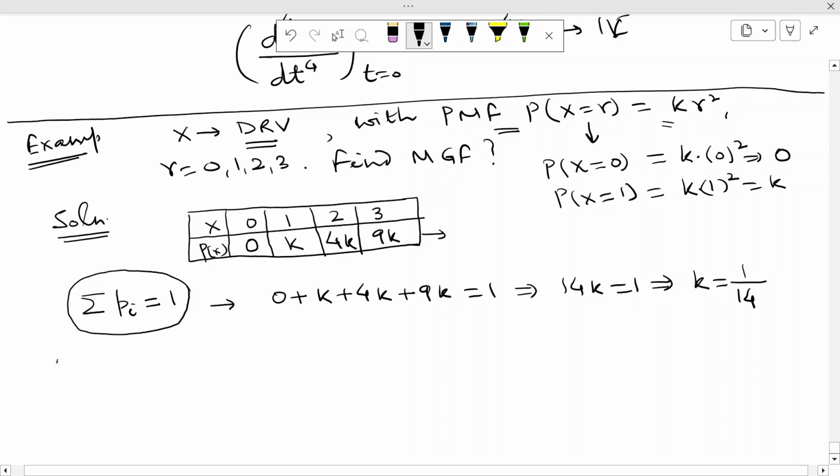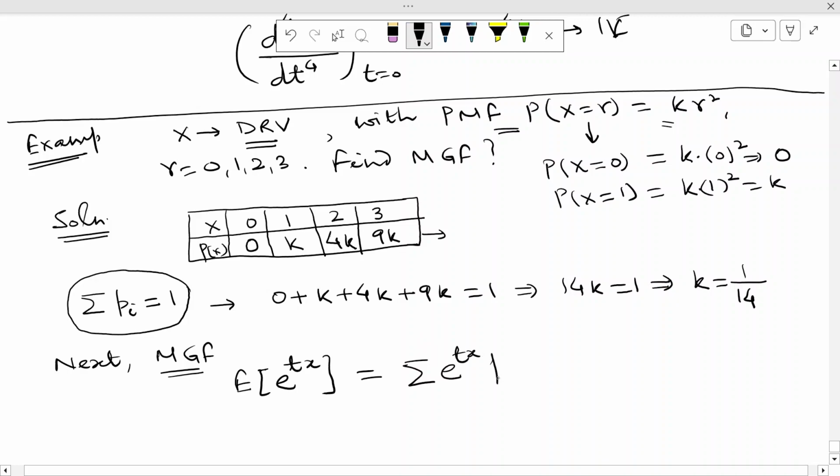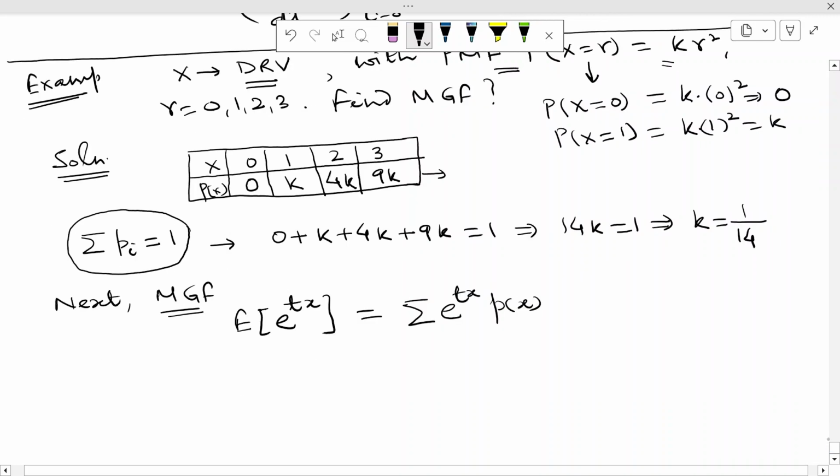Next we will determine the moment generating function. As we discussed, the moment generating function is the expectation of e to the power tx, and because we are dealing with a discrete random variable, this will be the sum of e to the power tx multiplied by p of x. Our first value of the random variable is 0. So that should be e to the power, when you put x equals 0, so this will be e to the power 0 multiplied by the probability of x equals 0.